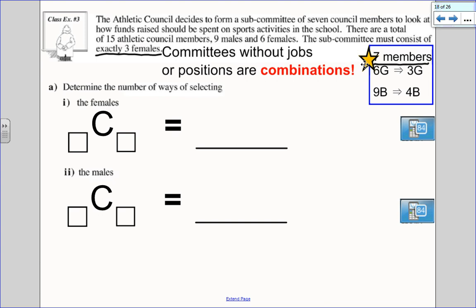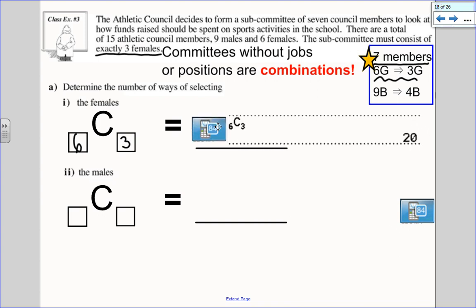Okay? So I want to look at all the ways of selecting the females. So this is where I'm going to go to here. There are 6 females and I am selecting 3 of them. So I can put that into my calculator and there are 20 ways of doing that. Let's look at the ways of selecting the males.